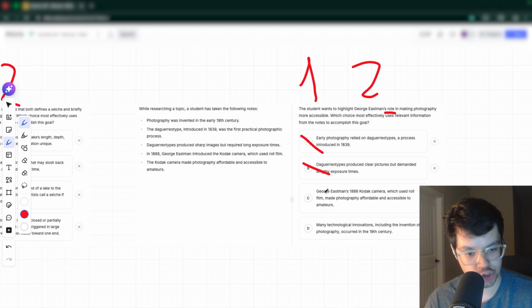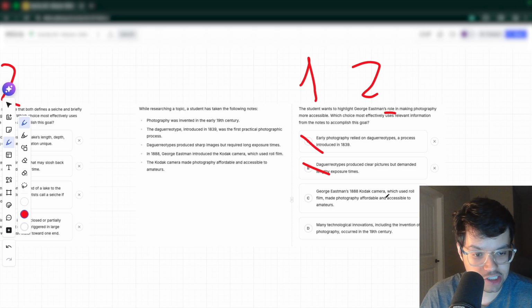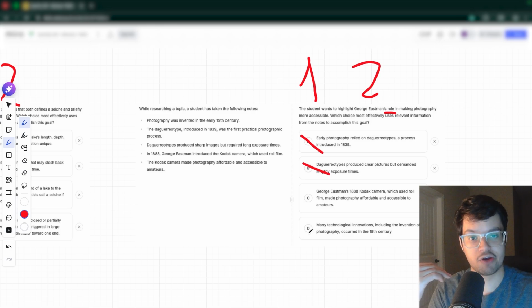C, this looks a little bit better. George Eastman's 1888 Kodak camera, which used roll film, made photography affordable and accessible to amateurs. Okay, this looks pretty good here. We say George Eastman, what he did, which is make the Kodak camera, and it made photography more accessible and affordable. So yeah, it does the thing. So C definitely looks right here, but I would check on D just to make sure, because again, we're looking for the best choice.